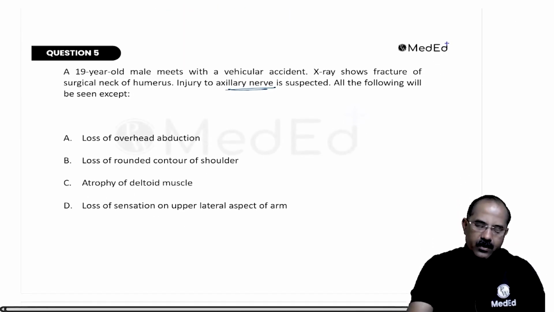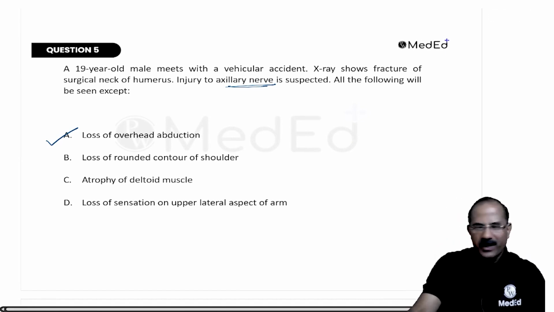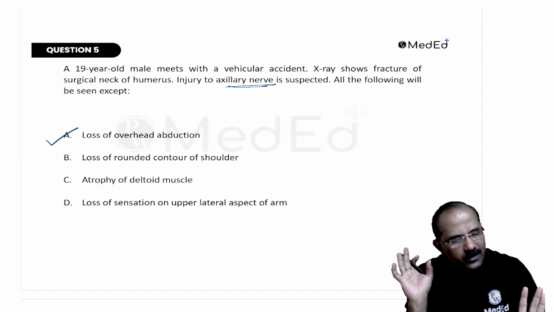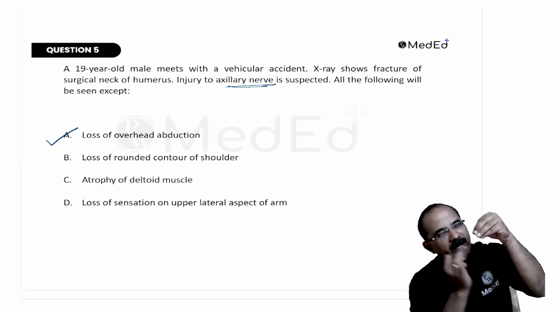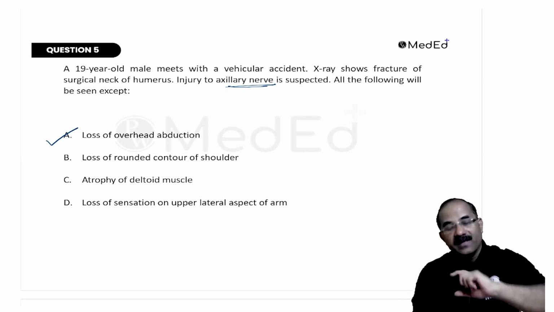आंसर क्या लिखा आपने? लॉस ऑफ ओवरहेड एब्डक्शन. परफेक्ट है माय डियर चिल्ड्रन. परफेक्ट. वेरी गुड. सो नाउ लेट अस डिस्कस दिस एमसीक्यू. Surgical neck fractured है. Okay. Which is the nerve which winds around the surgical neck? Axillary nerve. Perfect.